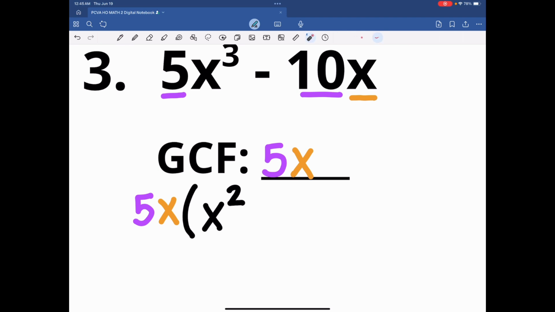Then we're going to divide negative 10 by 5, and that's going to give me negative 2. And then I had 1x, and when I divided that, I took an x out, so I'm left with none.